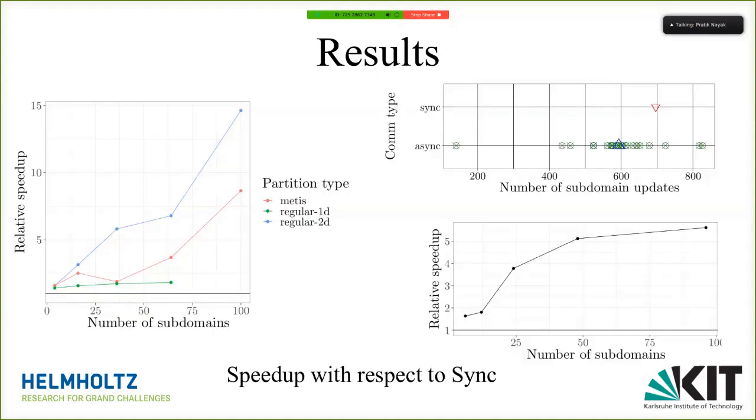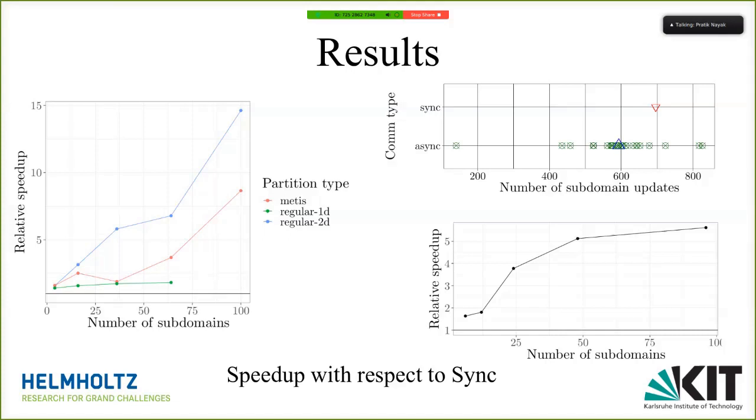Finally, we show some speedups of the asynchronous version over the synchronous version. On the left, we see the relative speedup of the asynchronous version over the synchronous version for 3 different partitioning schemes: the METIS, the regular 2D, and the regular 1D, from about 4 subdomains to 100 subdomains.